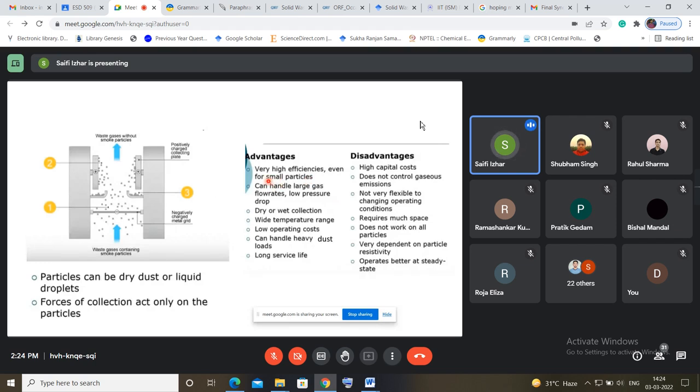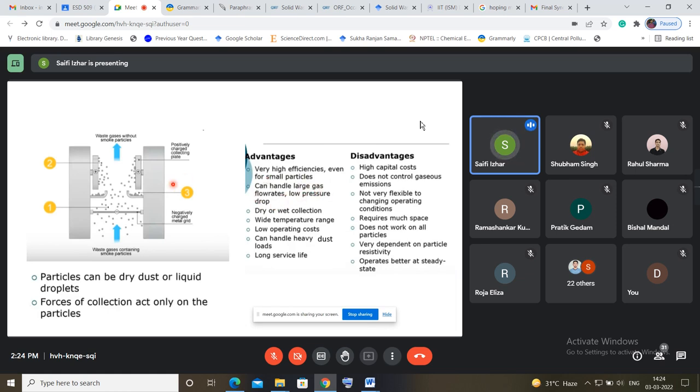So far we have talked about gravity settler, then centrifugal separator, and then electrostatic precipitator. The electrostatic precipitator is more efficient for smaller particles, down to micrometer size, below 1 micrometer, while those other previous two control options are for coarser particles. And this can handle large gas flow rates. There is a low pressure drop.